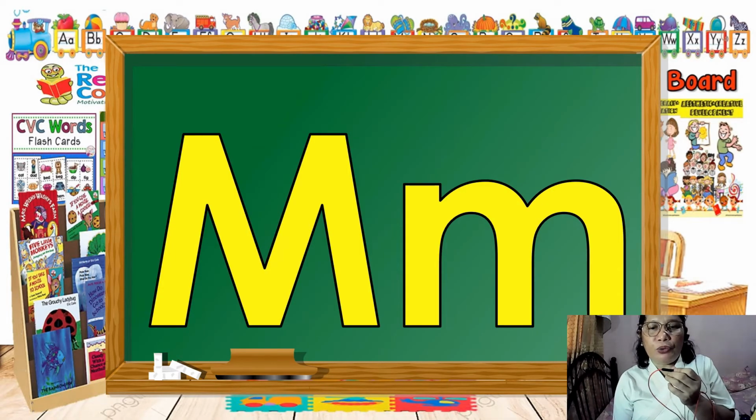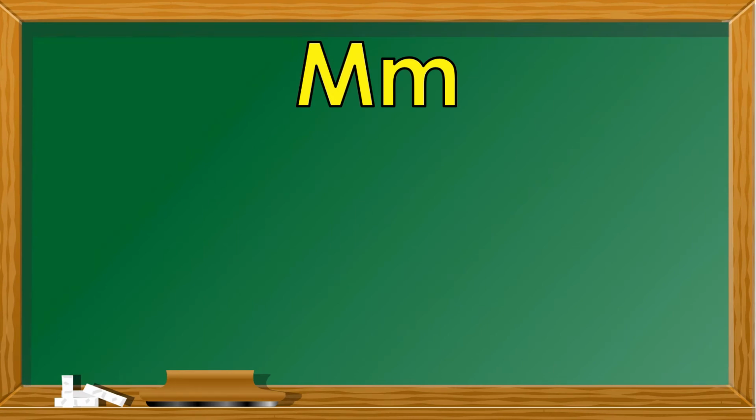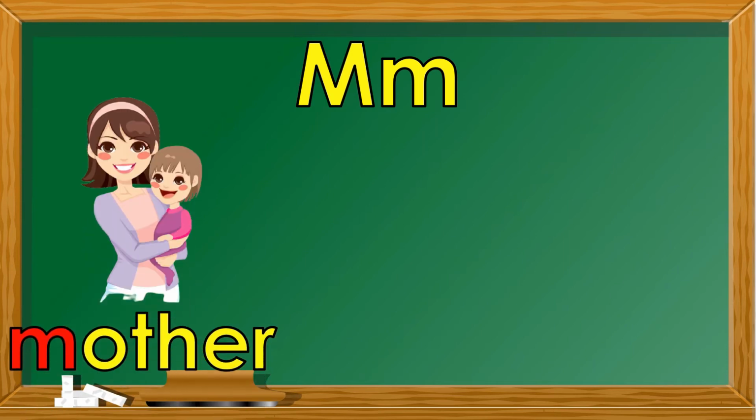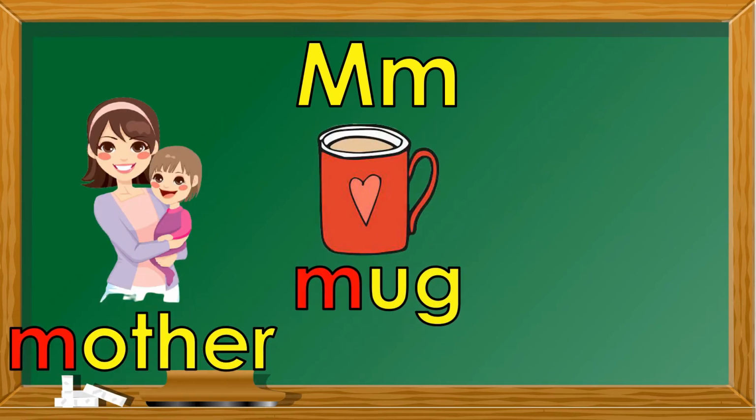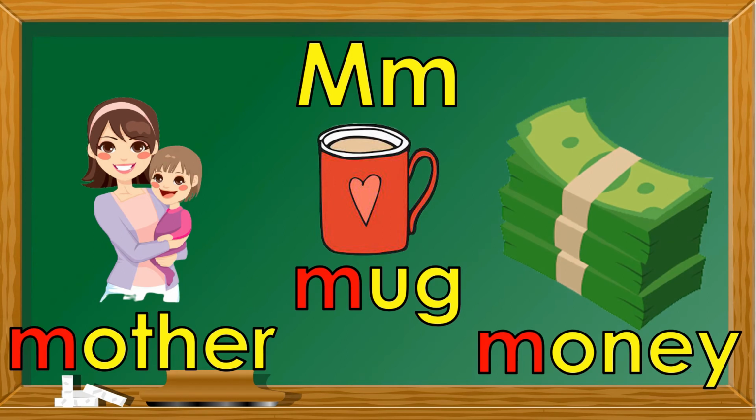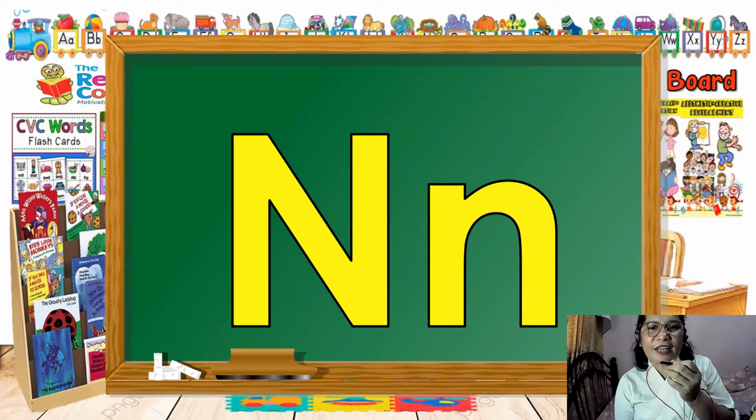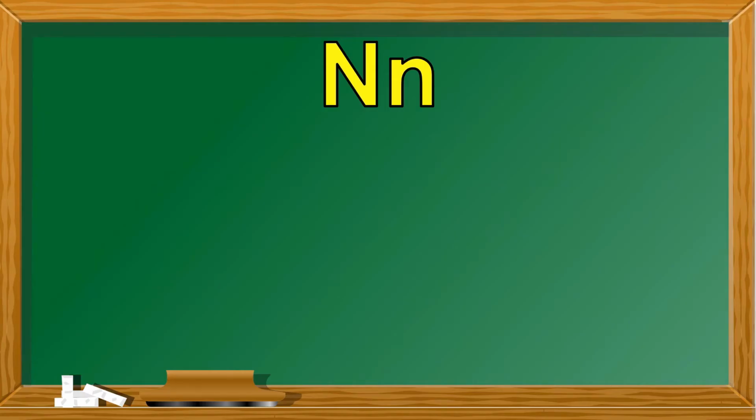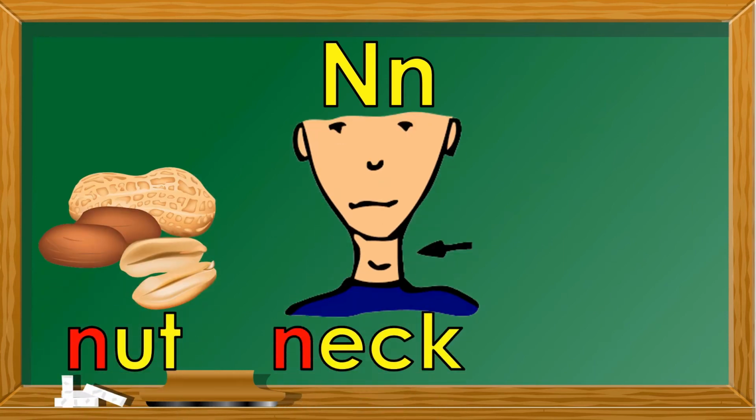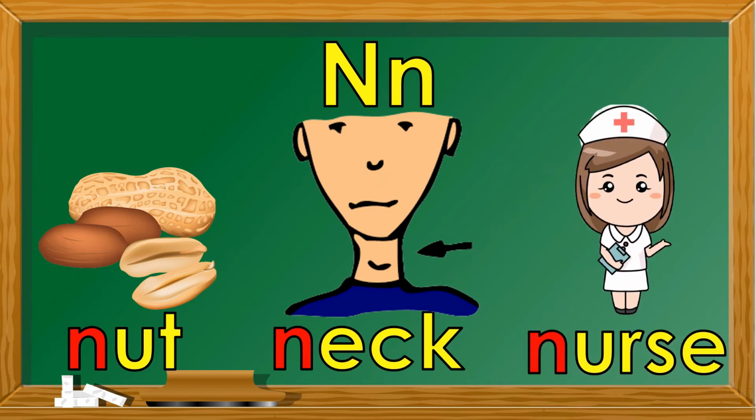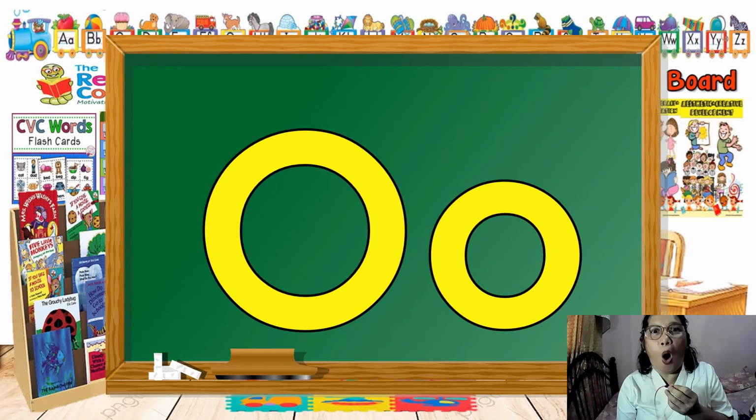Now, let's go to letter M. The sound of letter M is M. Here are some objects having the sound of letter M. Mother, mug, money. Next letter is letter N. The sound of letter N is N. Objects with letter N. Nut, neck, nurse.